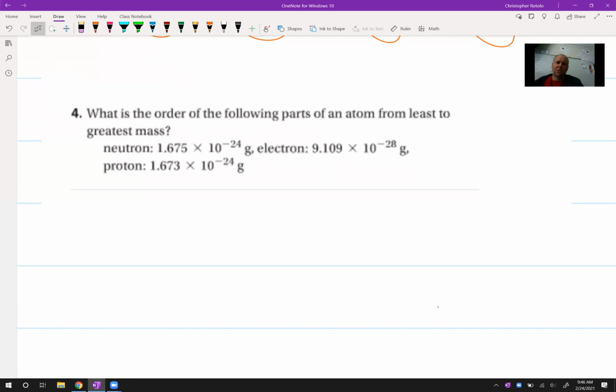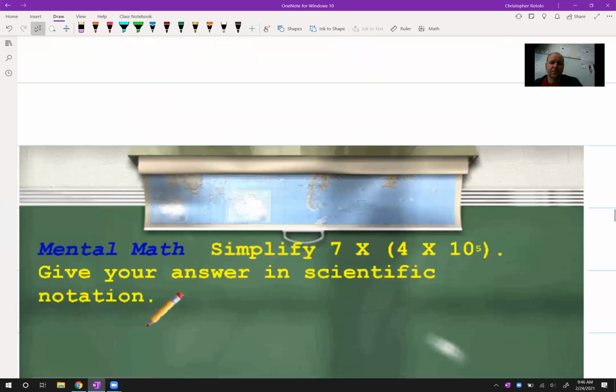Okay, and so what's going to be the smallest number here? Something times 10 to the negative 24th, something times 10 to the negative 28th. The 28th, right? So smallest, least to greatest. Now these are both the same, so that means we're going to bump over to that A value. And the proton is going to be number 2, and then the neutron is number 3 as far as ranking based on grams. All right, pretty good so far.